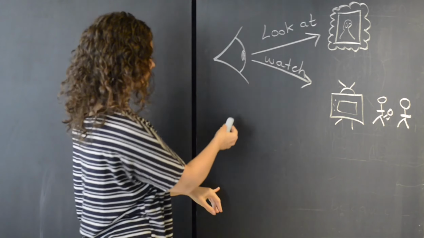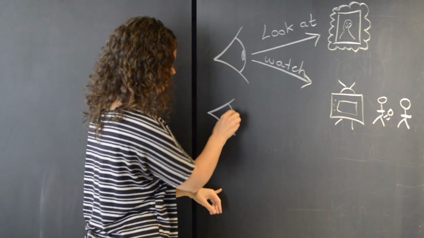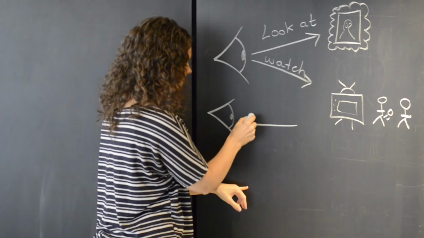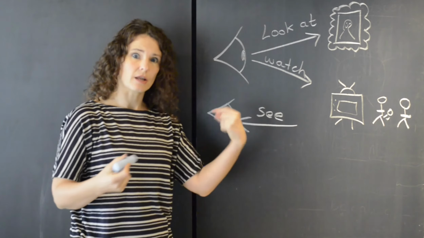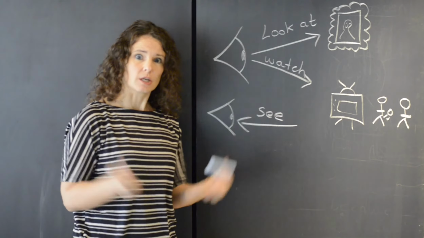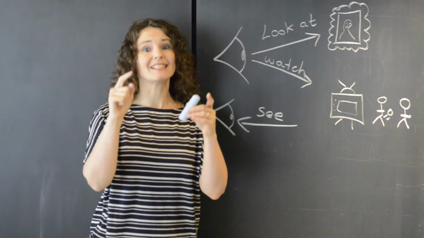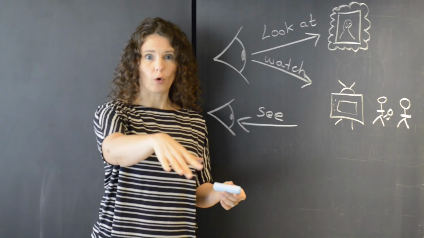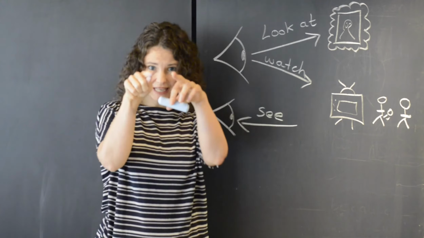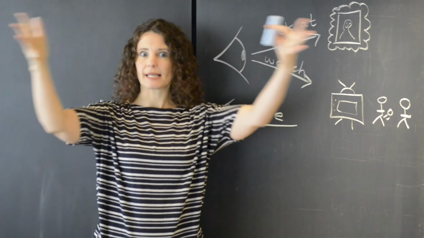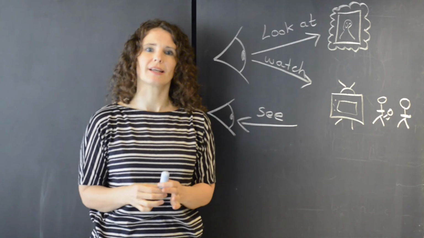Now we're going to have a look at the word see. When we use see, we're talking about the information that comes into our eyes, okay? So right now, I am looking at the camera, but I can see the floor, the ceiling, and all of the other things around. I'm looking at the camera, but I can see many things. Many things are coming in to my eyes.